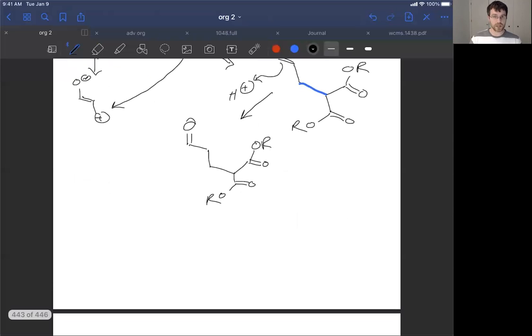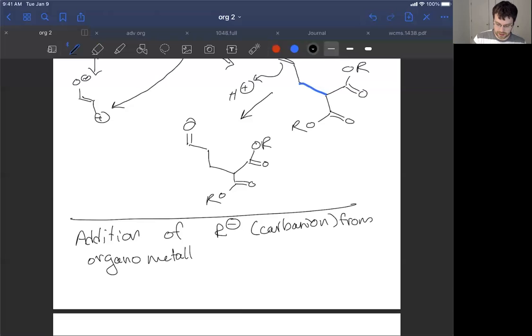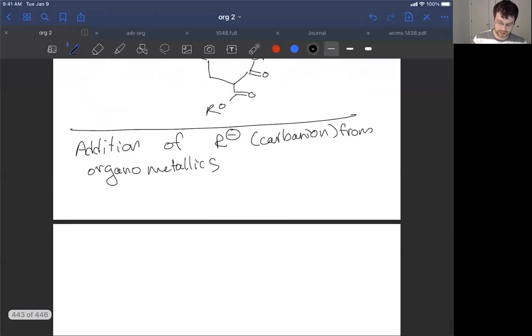Okay, we need to talk about a dilemma though, and that is the addition of R minus, which is a carbanion, from organometallics. So we've had a lot of fun thinking about the nucleophiles that can add to our beta position of our alpha beta unsaturated carbonyl. And the Grignard reagent is one of our favorite nucleophiles, right? So let's go ahead and add that.